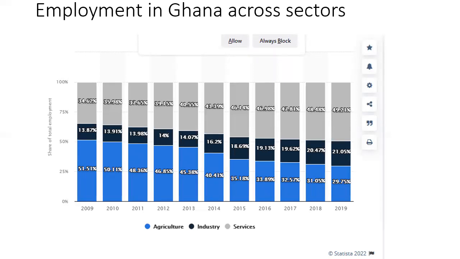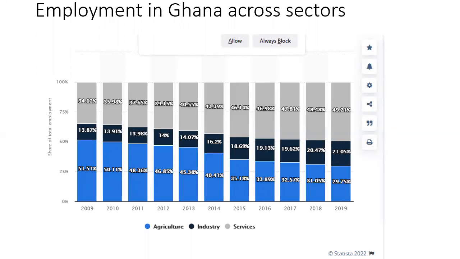Now, what we see here is a bar chart indicating the employment in the country across various sectors. Blue represents agriculture, black represents industry, and ash represents services, which are the three main sectors in Ghana.